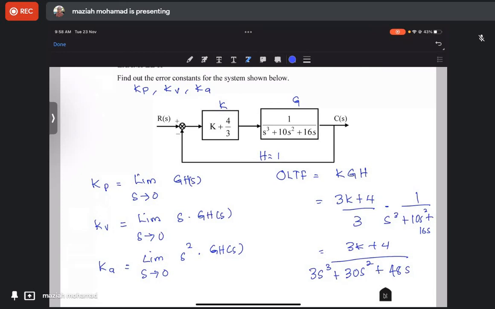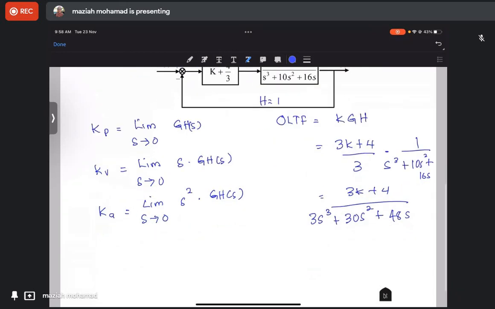Okay, by looking at the denominator, we know this is class 1. But we are not going to calculate the steady state error. We are just going to calculate Kp, Ka, and Kv. So you can do the limit. Kp is equal to limit s goes to 0 of 3K plus 4 divided by 3s plus 30s squared plus 48s.